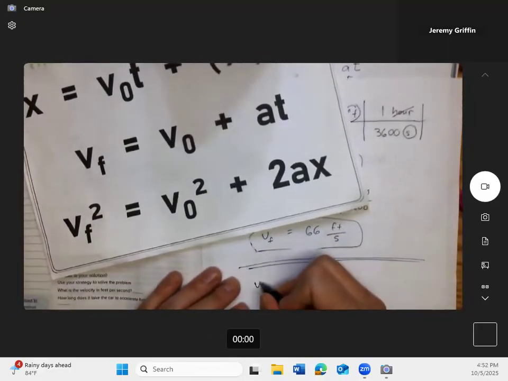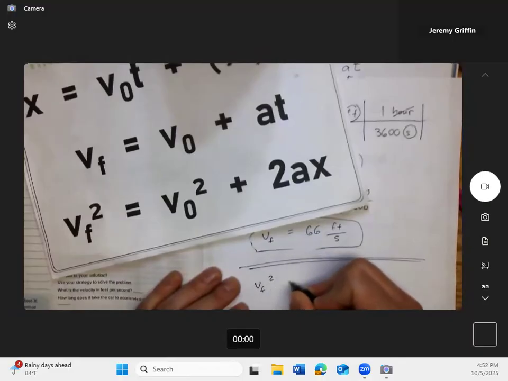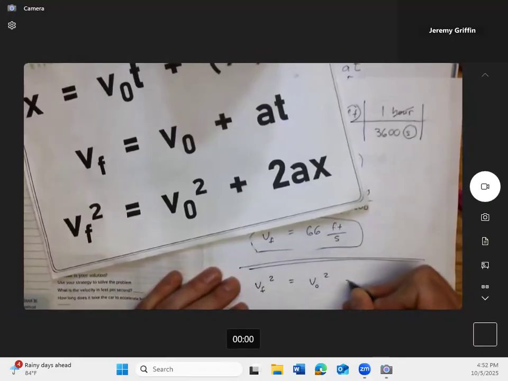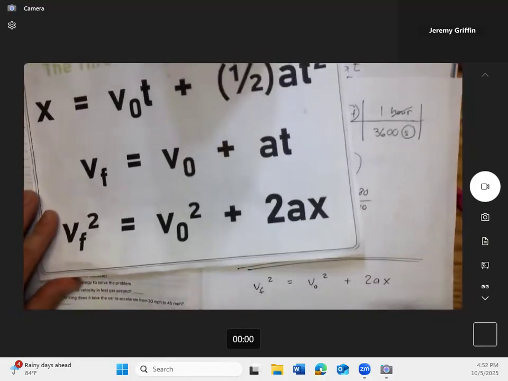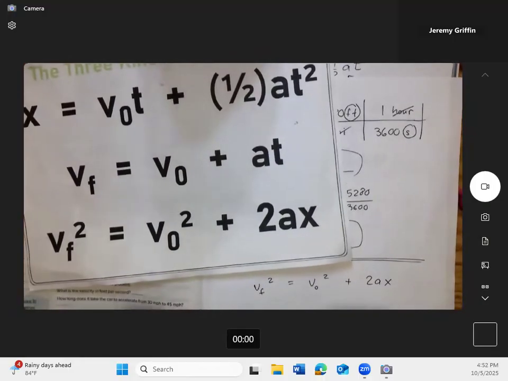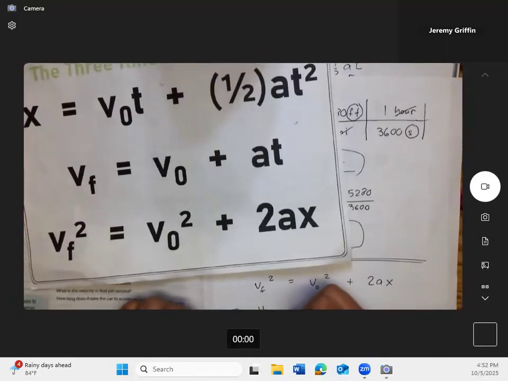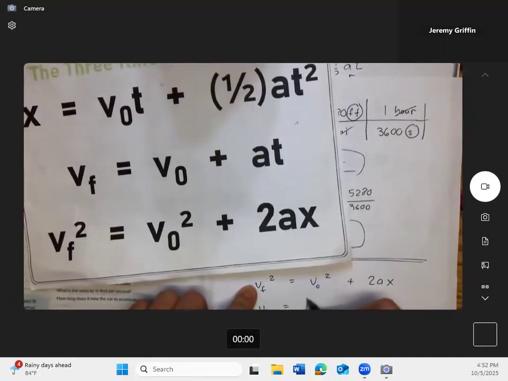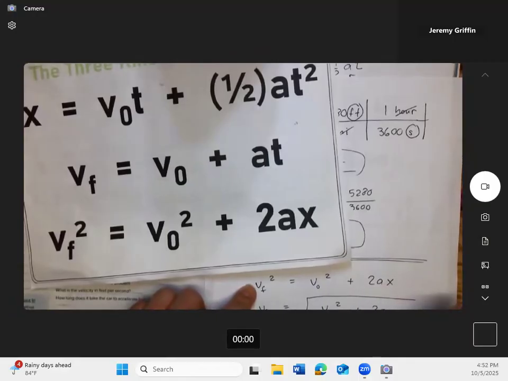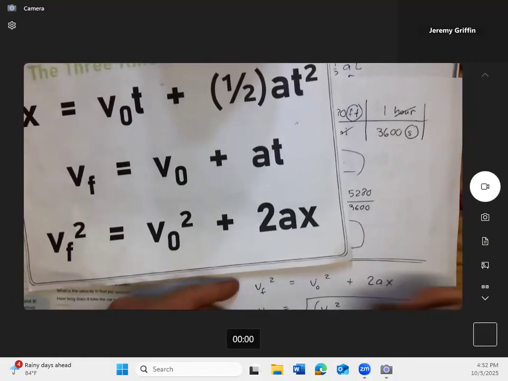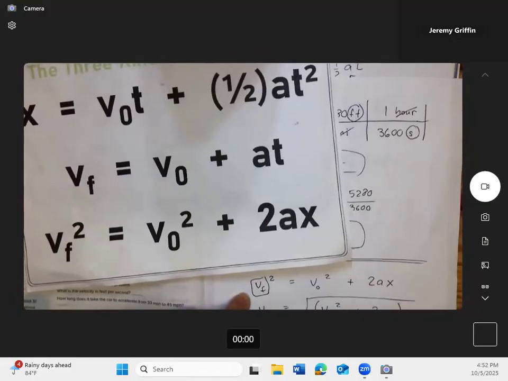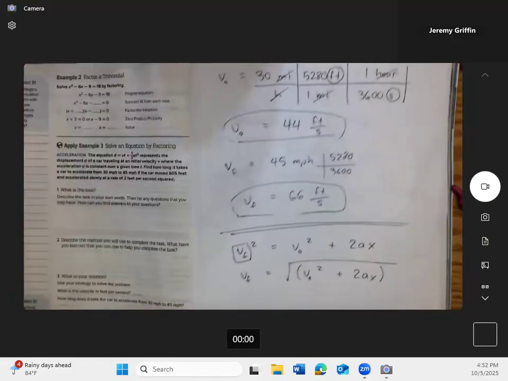According to physics, the final velocity squared should be the initial velocity squared plus 2 times the acceleration times the distance. If you're more interested in that, take my physics class. So the final velocity should be the square root of all this stuff, that's 2ax. All I did was take the square root of both sides, solving for vf right here. Okay, so let's plug those numbers in.